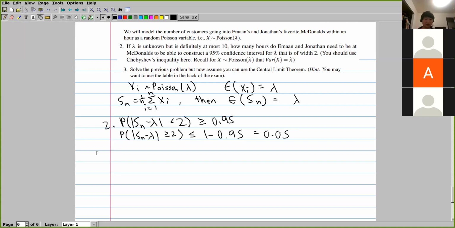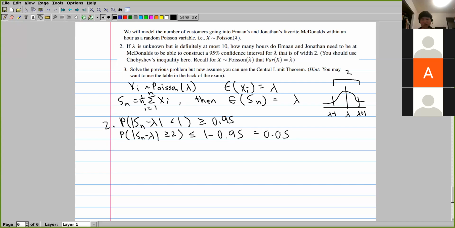Should it be 1 instead of 2? It depends on how they define width in this semester. Oh shoot. It turns out they also used the width that was literally the distance between the two endpoints. So if the whole thing is 2, we want each of these to be 1: lambda plus 1, lambda minus 1. But don't worry, because on the test, if it's ambiguous, we'll say so.